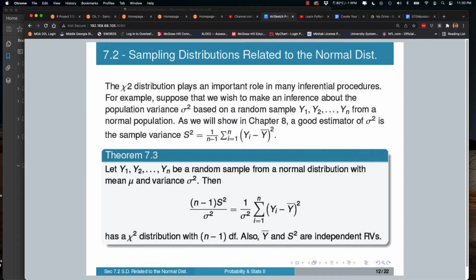Okay. We'll also show in chapter 8 a good estimator for sigma squared is the sample variance, which is s squared, which equals 1 over n minus 1 times the sum of i equals 1 to n of y sub i minus y bar squared. All right, because oftentimes we don't actually know the value of sigma squared, or the population variance, and so oftentimes we'll use things like s squared in place of it.